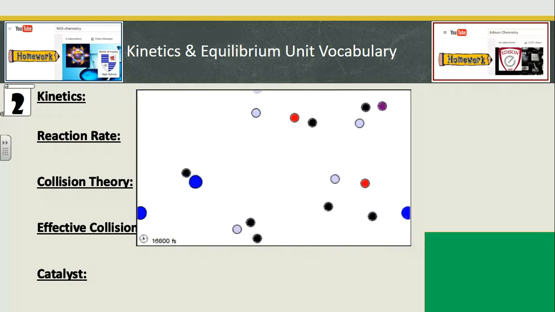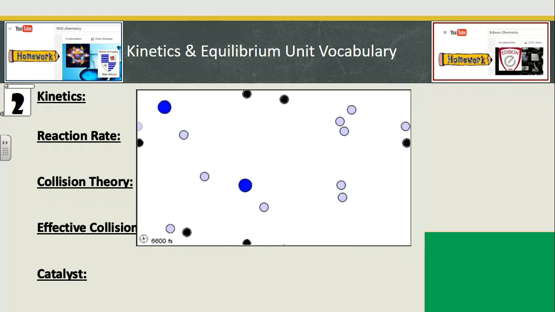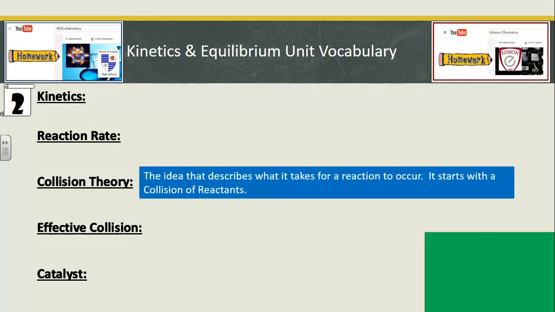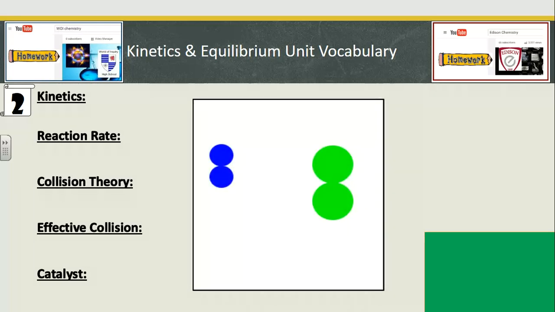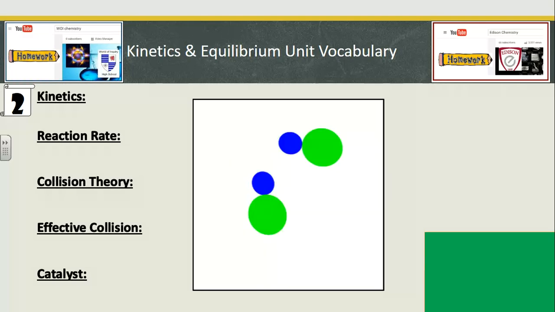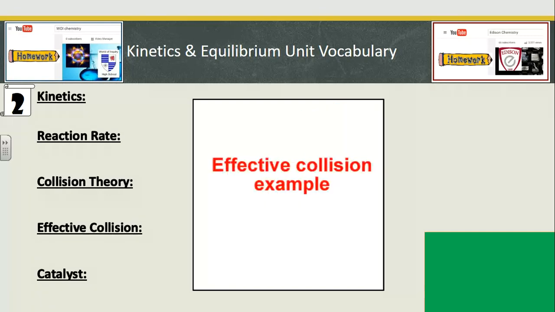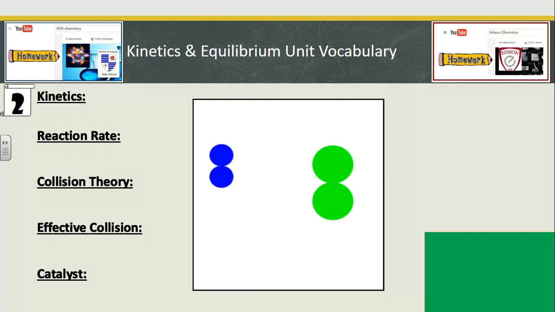Collision theory. If you look carefully, you can see particles colliding, and when they do, some react. Collision theory is an idea that describes what it takes for a reaction to occur. There are 4 or 5 steps in there, and it always starts with the reactants, the ingredients, colliding with each other at the atomic level. An effective collision is part of collision theory. In order for a reaction to occur, that first collision must happen in the right orientation with the right energy to break the chemical bonds of the reactants and form the chemical bonds in the products.